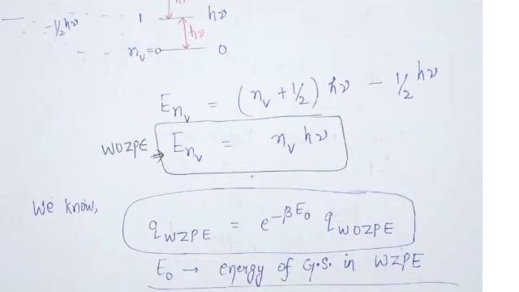is just subtract the half h nu from the energy expression for the system having zero point energy. So we get the energy value for the system without zero point energy, WOZPE. For the WOZPE system, we get the energy as n_v h nu. Alright, this is a generalized expression.